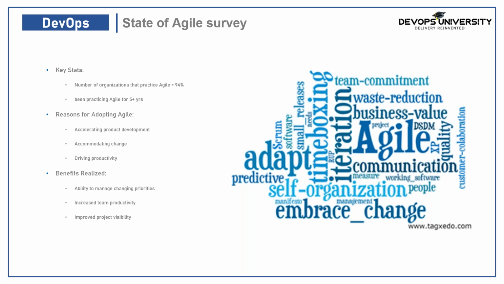The scrum master usually calculates the capacity of the team. Based on the capacity, he picks the development tasks or stories and the team works on them. So it basically drives productivity. And the benefit realized: the ability to manage changing priorities. As we said, let's suppose in the first sprint our priority is to bring the website up, and in the second sprint our priority can be adding more categories of products to the website, or adding a wish list. So it can be very dynamic. The name Agile itself talks about this benefit, along with increased team productivity and improved project visibility.